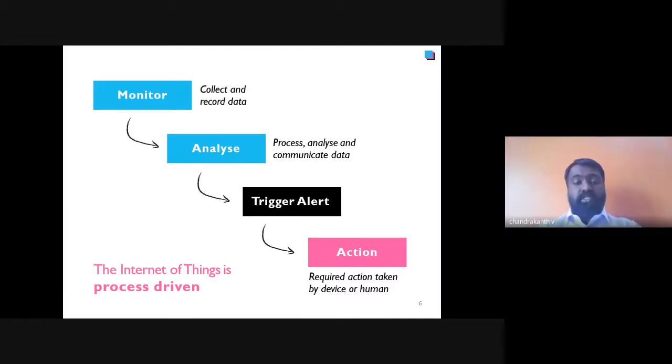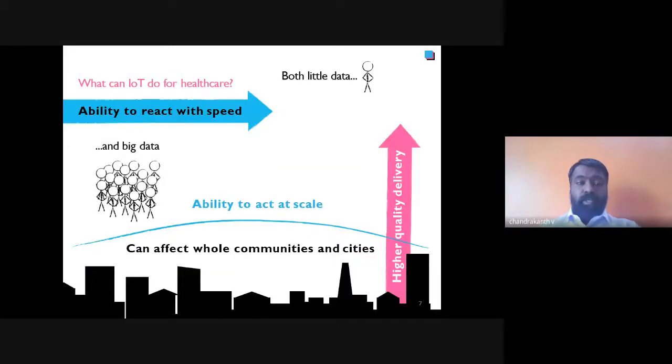So if you have these triggers, then what the system can do is alert based upon your data, and an immediate action could also be taken. So you can see that all these are process driven, one by one. First you have to collect the data, then you have to analyze, then the trigger mechanism happens, then the action has to be taken according to the trigger. All those things can be done by the system only, based upon the data it has.